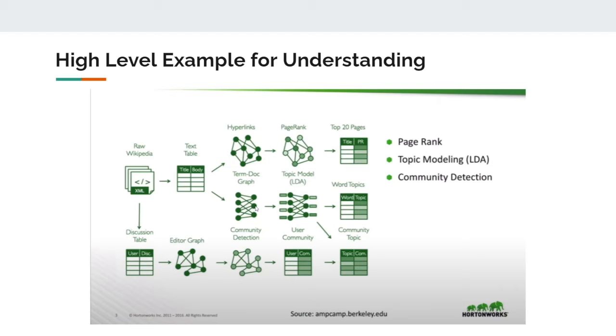Again, you could do the same thing with a term document, and then you could use an LDA algorithm to get topics. And then going down the other side of it, from the raw Wikipedia, you could get a discussion table. So users and what they've discussed. Then you can look at an editor graph to put them in context, all the users in relation to each other. You can use a graph algorithm, community detection, to form communities, and you can continue to get more useful data out of that. So this is just one example of using GraphX.